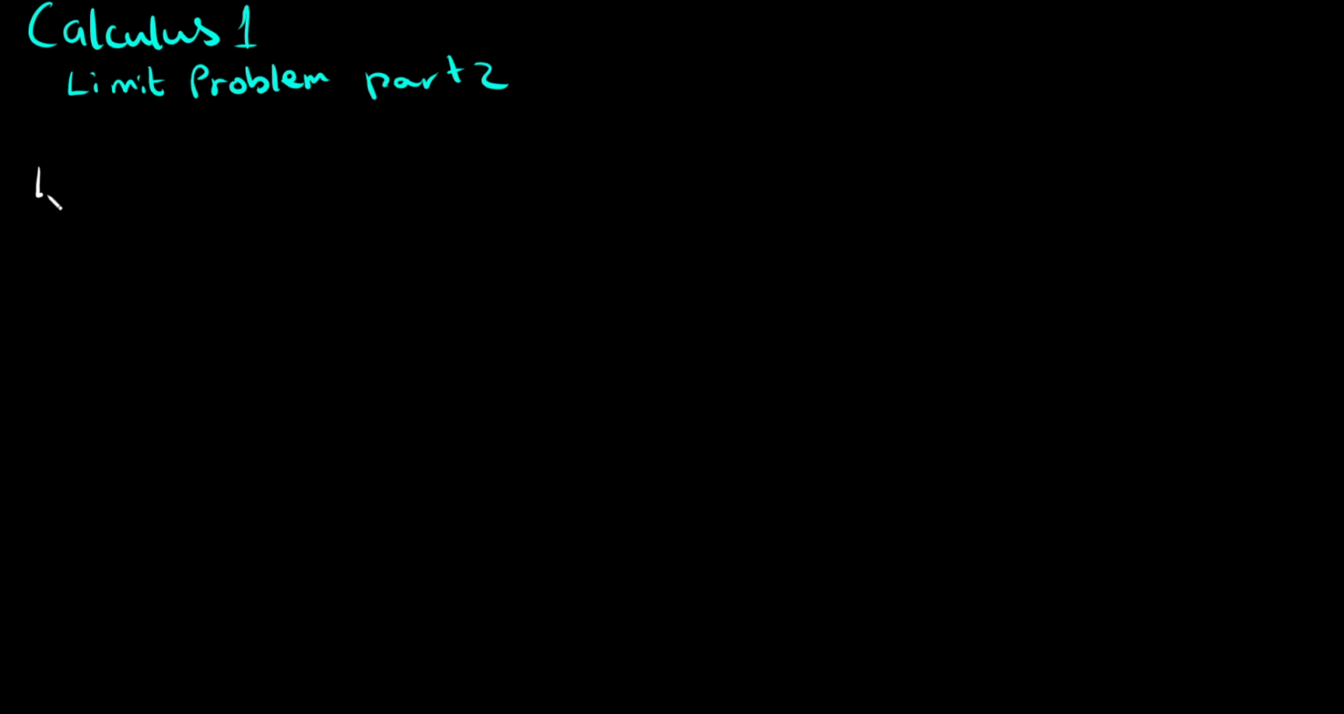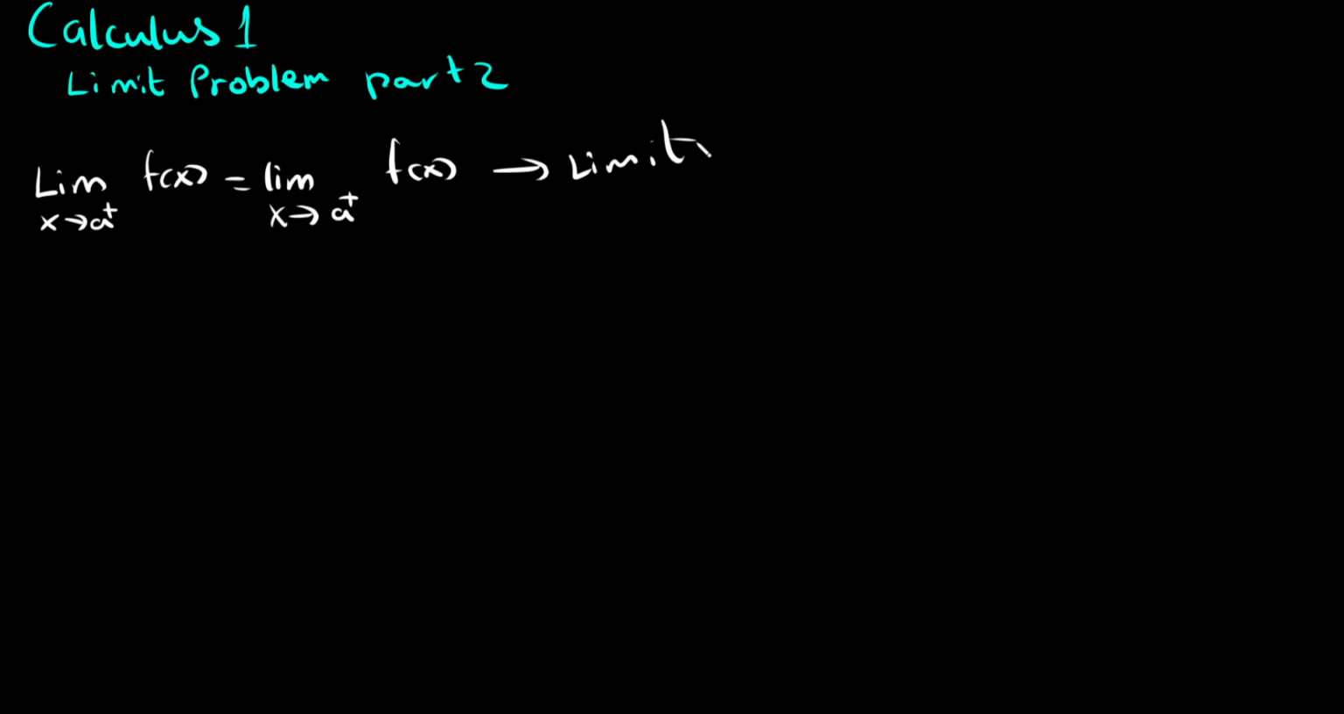So I'll put a reminder: a limit exists if and only if the limit as x approaches a from the right is equal to the limit approaching from the left. This is when my limit exists. So let's use that to evaluate some limits to see if my limit exists or not.